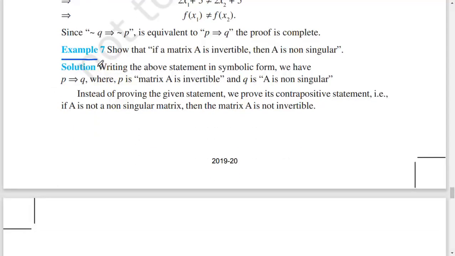Example 7. Show that if a matrix A is invertible, then A is non-singular. Solution: writing the above statement in symbolic form, we have P implies Q, where P is "matrix A is invertible" and Q is "A is non-singular". Instead of proving the given statement, we prove its contrapositive, that is, if A is not a non-singular matrix, then the matrix A is not invertible.